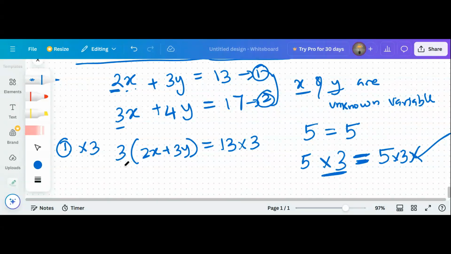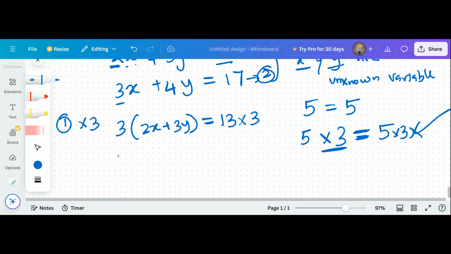In the left hand side you are multiplying by 3, so to maintain this equal, you have to do it in the right hand side also. So you are going to multiply the 13 by 3. Now this is correct. So 3 into 2x is 6x, 3 into 3y is 9y, is equal to 13 into 3 is 39. Let's write this as equation number 3. Okay, finish.